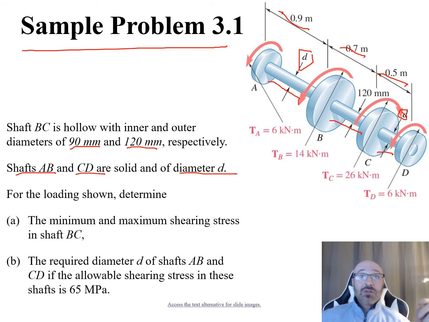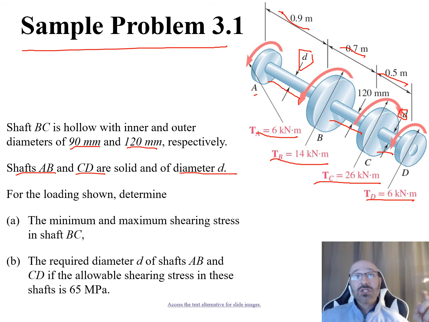Now, we can also see that they tell us there's some applied torques right here. At point A, we have a torque given to us as 6 kilonewton meters. At point B right here, we have a torque of 14 kilonewton meters. Then we have a torque here at C of 26 kilonewton meters. And then at D, we have a torque of 6 kilonewton meters right there.